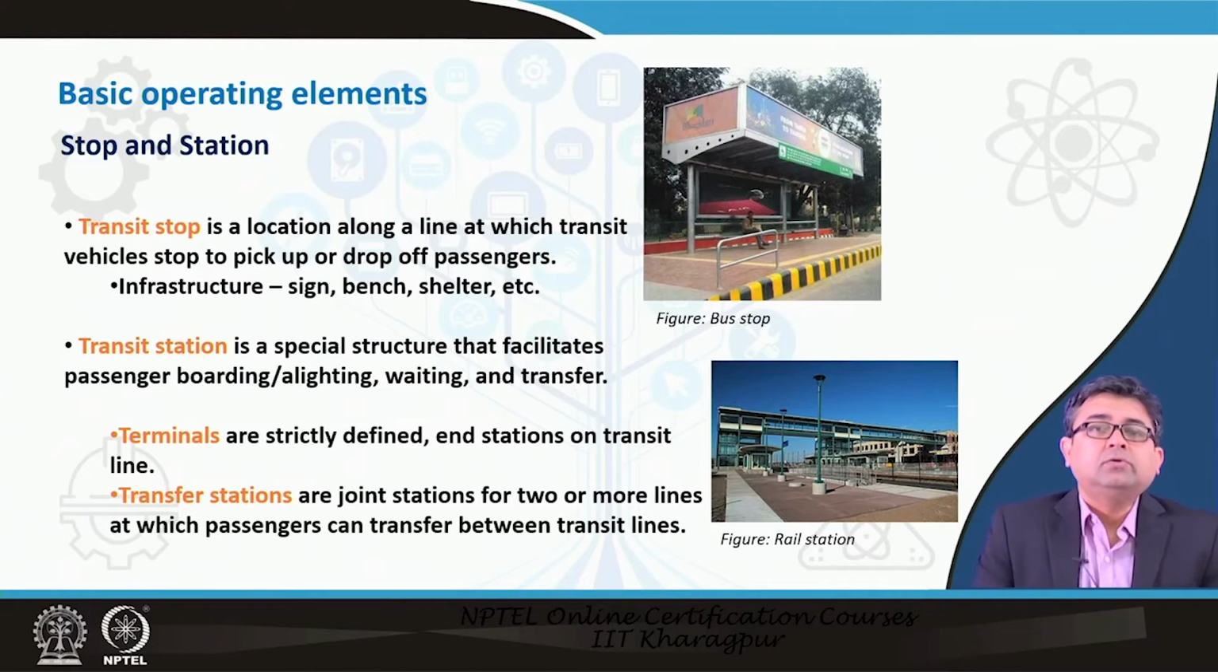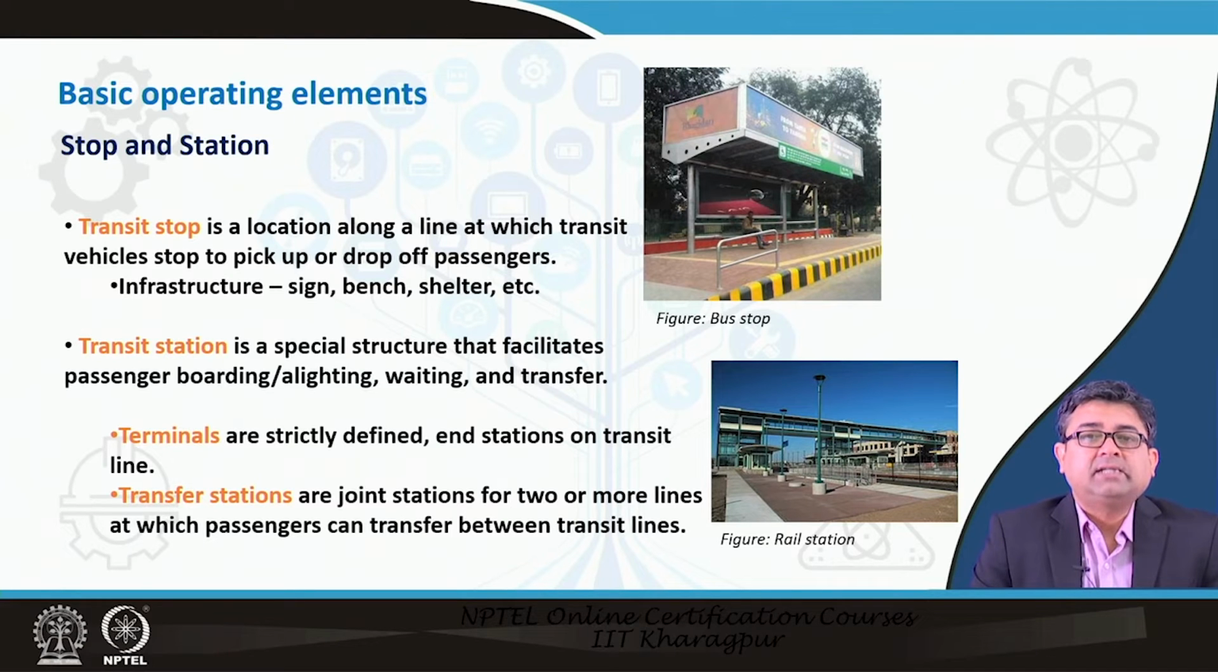Now, let us move on to the other types of operating elements that are involved in public transportation and which you have to know. The first thing is a transit stop. We all go to a designated place on the road to avail any type of public transportation. A transit stop is a location along a line at which transit vehicles stop to pick up or drop off passengers. Easy enough, this can be easily identified by various infrastructure in place at these locations, such as signs, benches, shelters, etc. And the picture on the top is illustrating the same.